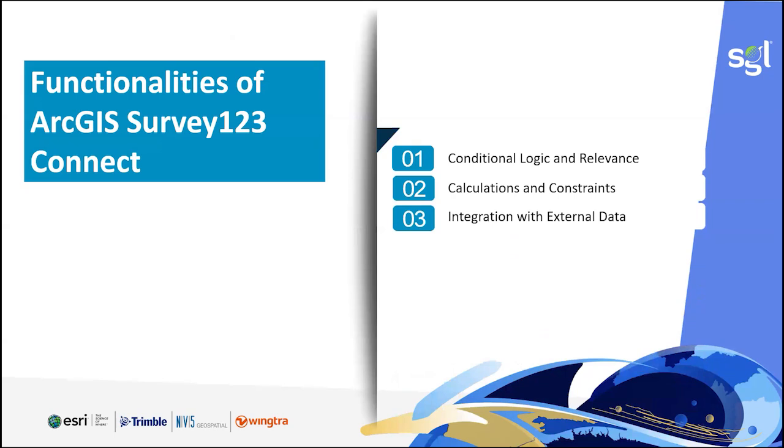The next one is integration with external data. This incorporates external datasets using cascading selects or dynamic queries, and it allows for more precise data entry, and it reduces errors by populating choices based on related information.